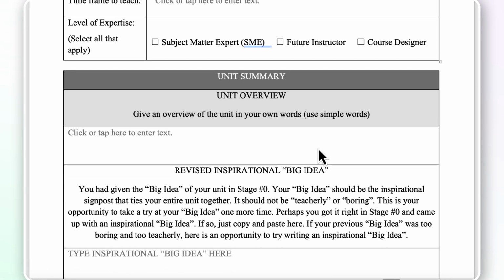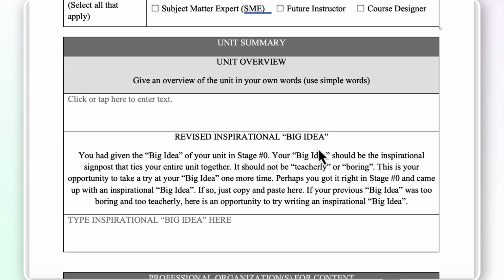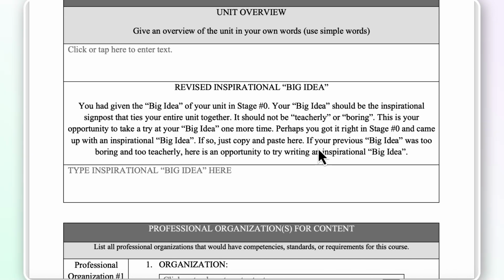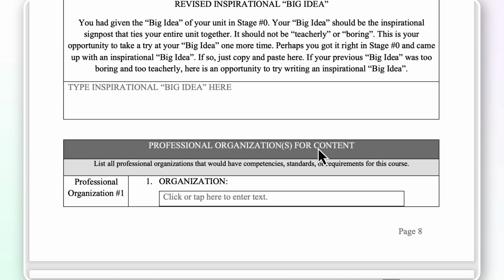The unit summary just gives a brief overview of the unit before you get into the actual goals. It gives you some background information, as well as this thing called the big idea. So the big idea is something that brings your whole unit together. It shouldn't be just basic teacher language. It should be something that really gets students excited so they can see how it applies in the future and to their actual learning here.